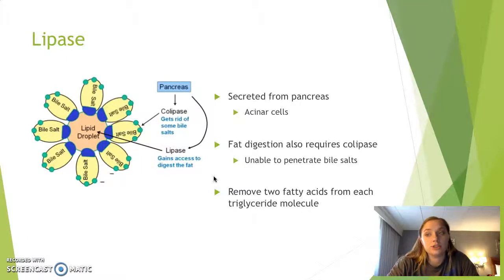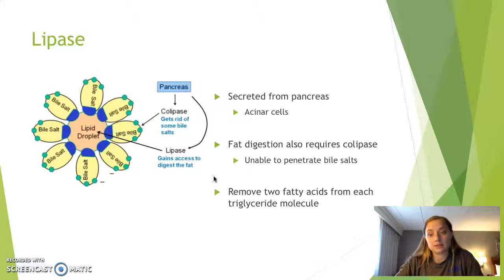So enzymatic fat digestion is carried out by an enzyme called lipase, and lipase is secreted from the pancreas. It's secreted specifically from acinar cells. So the exocrine portion of the pancreas consists of lobules, and those are called acini. And it's from those acinar cells that lipase and colipase are secreted. And it's the ducts from these acini that empty specifically into the duodenum of the small intestine. And that's how these enzymes get to the fat in the small intestine.